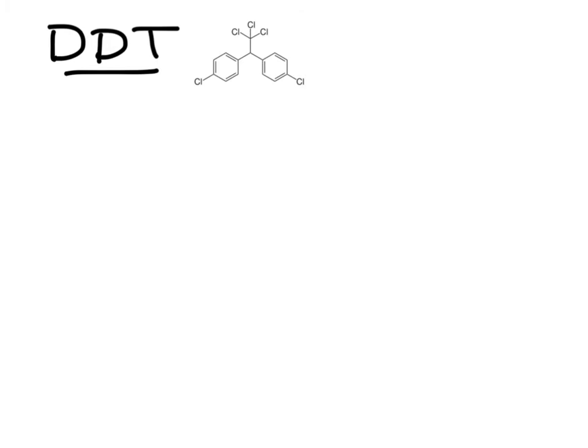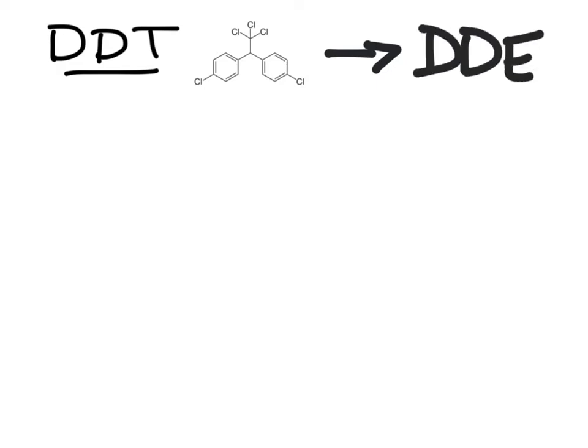So the chemical structure is here, and its name is dichloro-diphenyl trichloroethane, so let's just shorten that to DDT. In the environment, DDT breaks down into a related chemical called DDE, and it appears to have properties that affect animals as if it were estrogen.